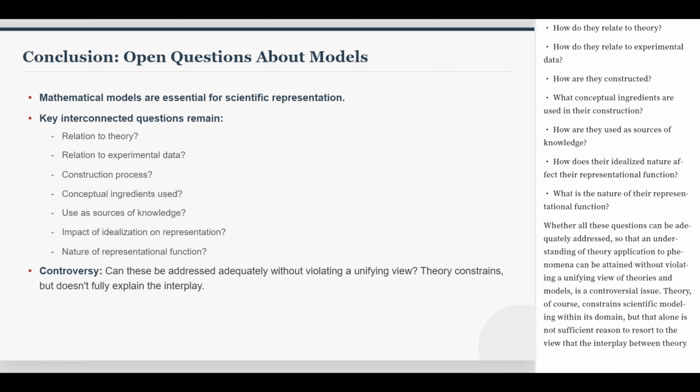How does the fact that they're often simplified or idealized affect their ability to represent reality? And ultimately, what is the nature of their representational power? Can we find answers to all these questions without resorting to overly simplistic views that either ignore the complexity of theory application or fail to account for the diversity of scientific modeling? Theory certainly sets boundaries, but it seems the relationship between theory and models is far richer and more nuanced than simple unifying accounts often suggest.